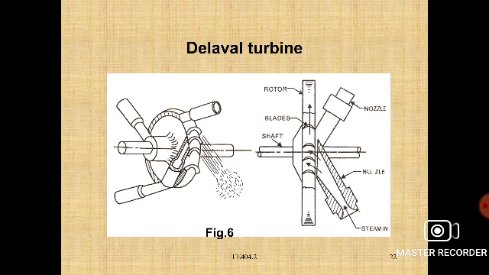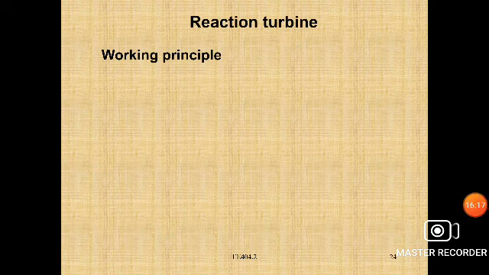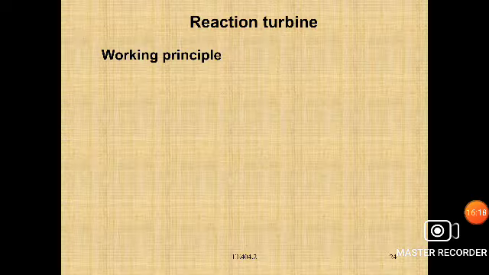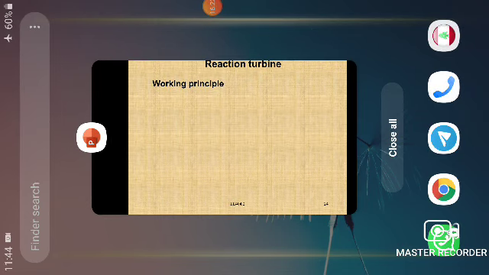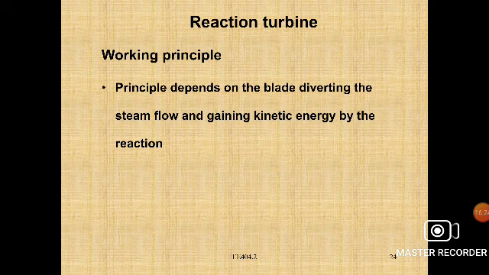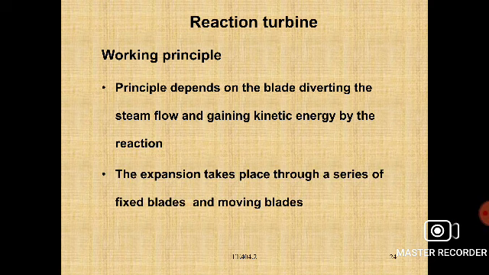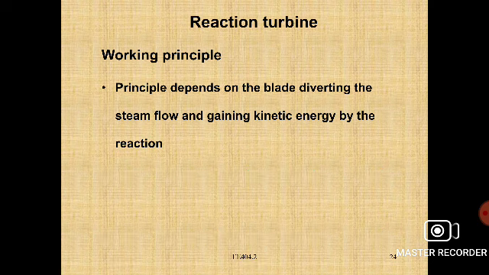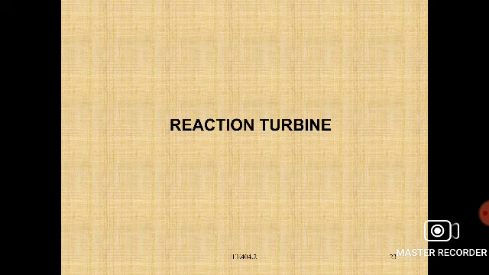This is an example of an impulse turbine. Right now we will discuss the working principle of the reaction turbine. You can observe here, the principle depends upon the blades diverting a steam flow and gaining kinetic energy by reaction. The expansion takes place through a series of fixed blades and moving blades. I am now explaining about the reaction turbine.